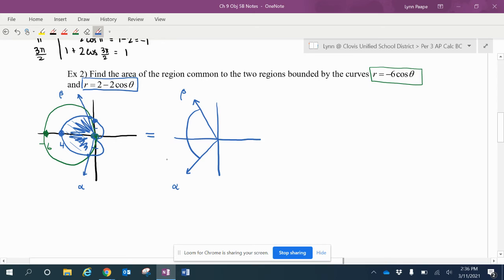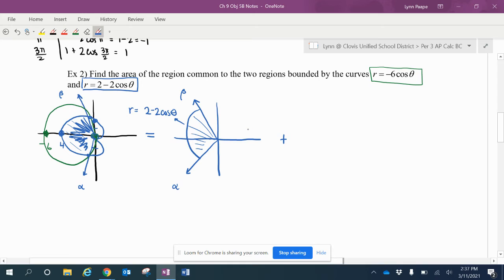And it is bounded by alpha and beta and the curve that is the limacon. So this curve right here is 2 minus 2 cosine theta. And I just realized I said limacon, but it is our cardioid. And so when I am finding that area, I need to first figure out, okay, what is the area of just that section between alpha and beta of 2 minus 2 cosine theta?